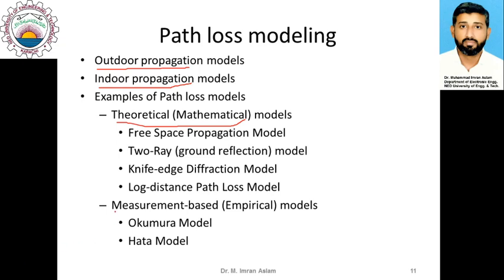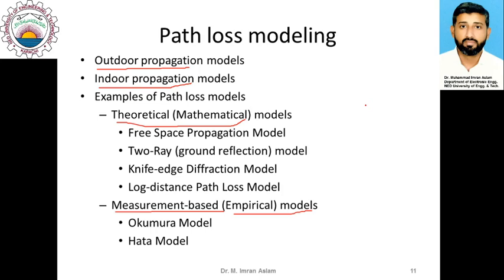Second are called measurement based or empirical models, which are based on a measurement campaign, by which we take lots of measurements in a certain area, and then on the basis of those measurement results we make a model to calculate the path loss in that particular environment. For theoretical based models we will be discussing the free space propagation model, two-ray ground reflection model, knife edge diffraction model, and log distance path loss model. For measurement based models we will be discussing the Okumura model and Hata model, and if time permits we may discuss some more models as well.